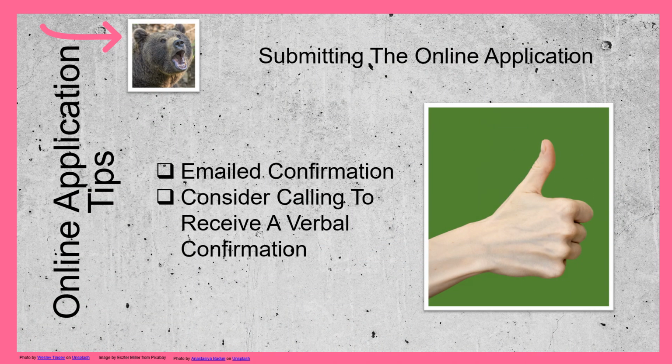Okay, so we've gotten it up to the point that you're going to click the button that says submit. When submitting the online application, you will receive an emailed confirmation. I would print that and hold on to it just for your file. Consider calling the company that you've applied for and getting also a verbal confirmation that they have received it. Technology is great, but it sometimes doesn't work the way we want it to. So I definitely would get a verbal confirmation that they've received it.